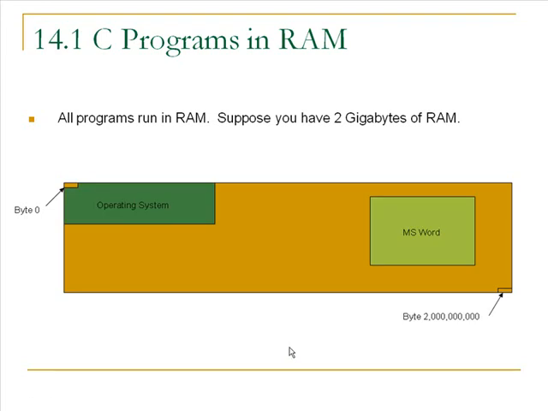In RAM, you have all of your programs running, so the operating system is in there someplace, and you might be running Microsoft Word or some other applications. And here's your C program. When you run your C program, it gets loaded into RAM, and it executes in RAM.